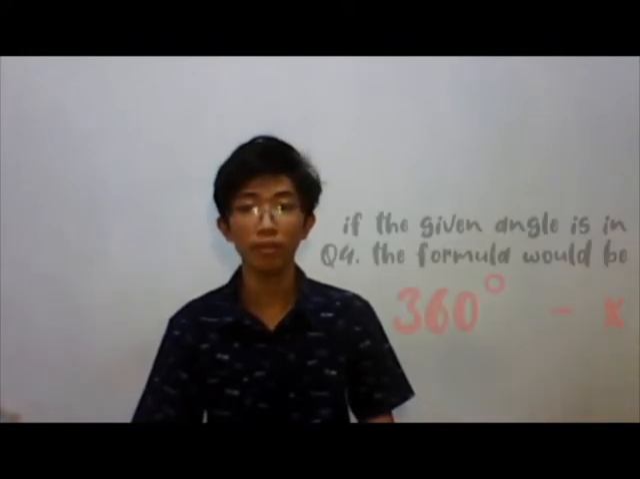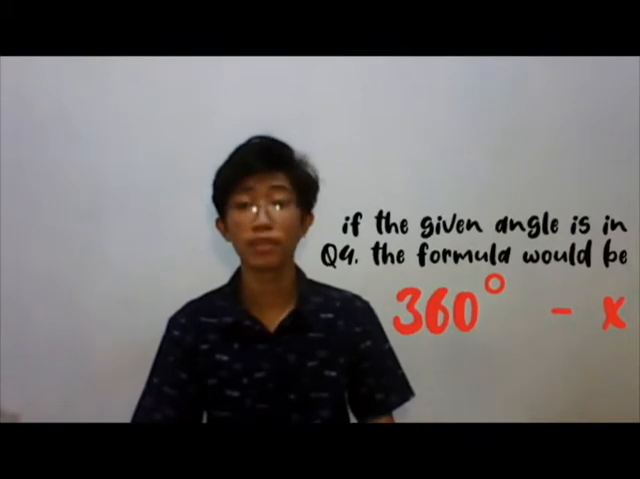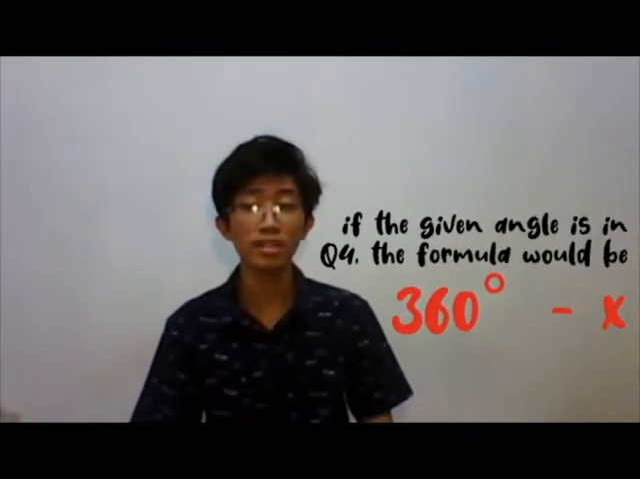Now, if the given angle is found in quadrant 4, the formula is 360 degrees minus x. For example, if you have a given of 315 degrees, to find the reference angle, use the formula 360 degrees minus 315 degrees. Your reference angle would be 45 degrees.